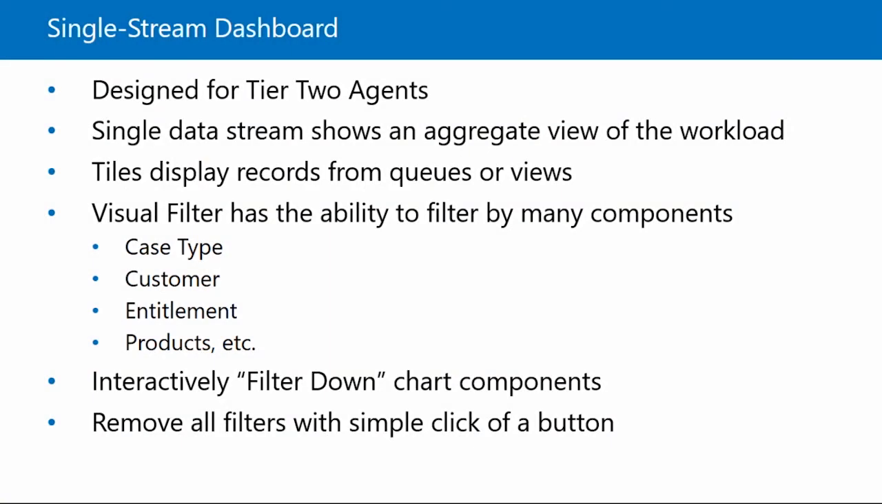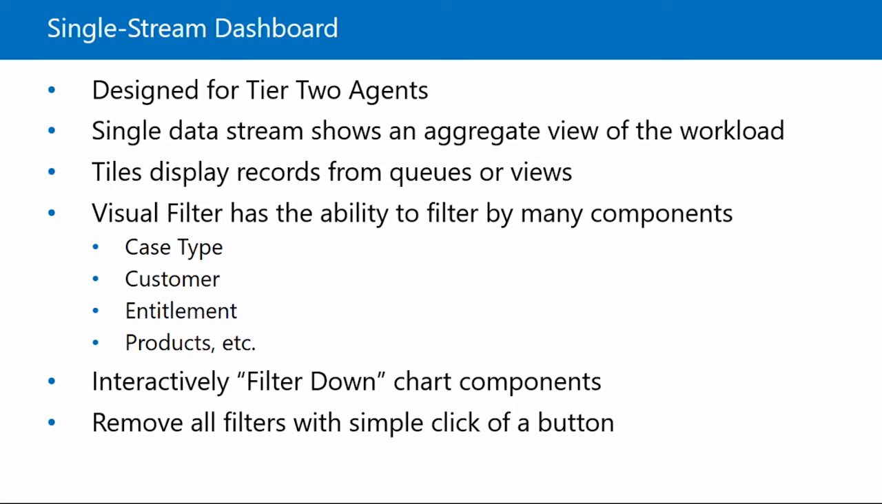The single stream dashboard in Microsoft Dynamics 365 is designed for Tier 2 agents. And this comes with a single data stream, which typically shows an aggregate view of the workload. The stream shows tiles that show data from different views or queues, just like the multi-stream dashboards. There are also tiles that show a count of records, where users can just view the records by simply clicking on that specific tile.